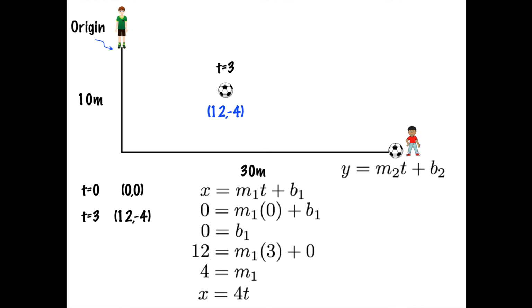Let's start with that first point. Time is 0 at 0, 0. Okay, we plug in 0. We find b2 is 0. We were expecting that. That's good.